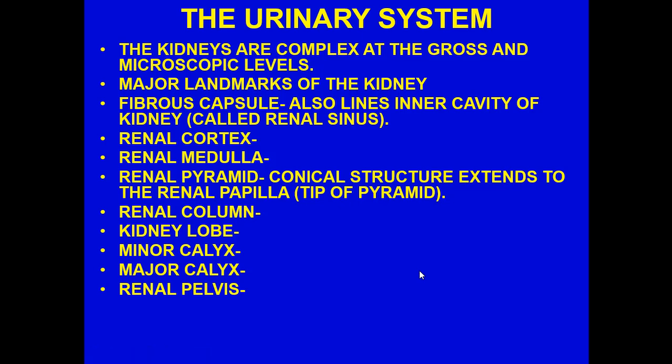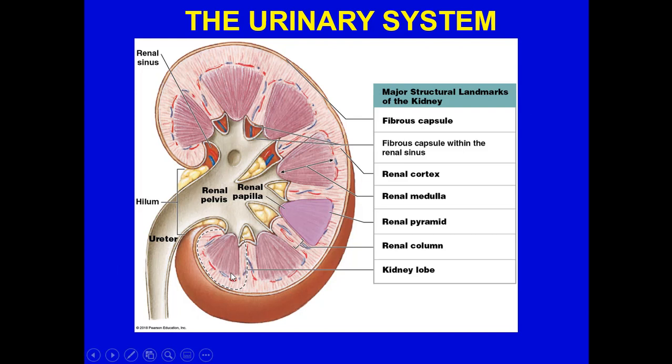Kidneys are complex at the gross anatomical level and the microscopic level. The major landmarks of the kidney include the fibrous capsule, which also lines the inner cavity of the kidney, called the renal sinus. You have, of course, the renal cortex and the renal medulla. But then you deal with some of these unusual structures. The renal pyramid, which is pyramid shaped, more a conical structure that extends to the renal papilla, which is the tip of the pyramid. You have the renal column, the kidney lobe, the minor calyx, the major calyx, and the renal pelvis, which you'll see right here.